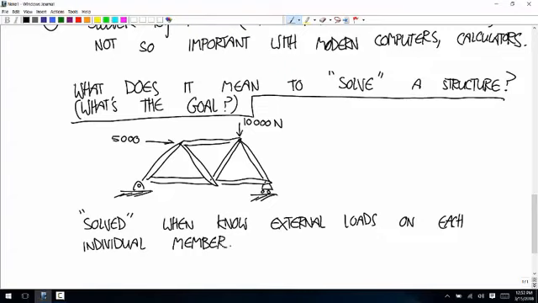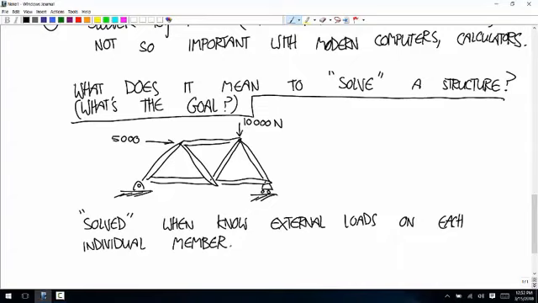Okay, so right now, first we'll treat this whole thing as a rigid body, and we can calculate the reaction loads here and here. And that's all stuff that you already know how to do. Once we do that, we know all the external loads on the entire structure as a whole. But we've solved this structure once we can look at this member and calculate all the external loads acting on that, and look at this one and know all the external loads acting on that.